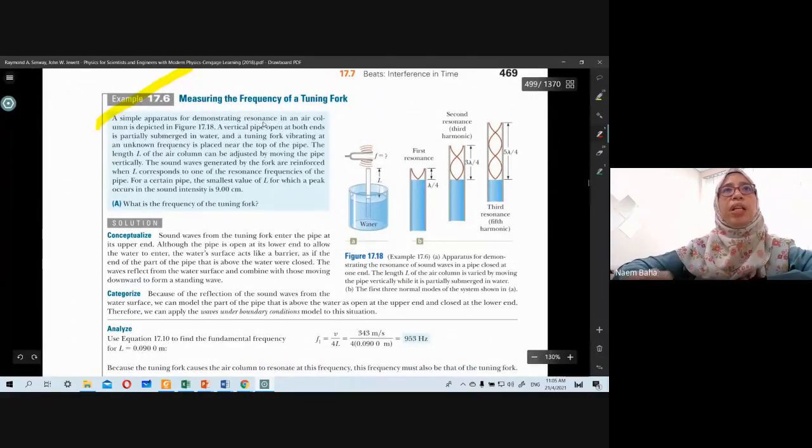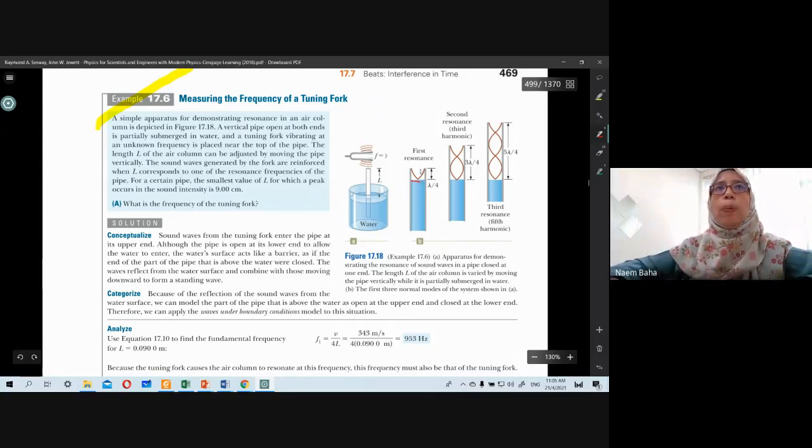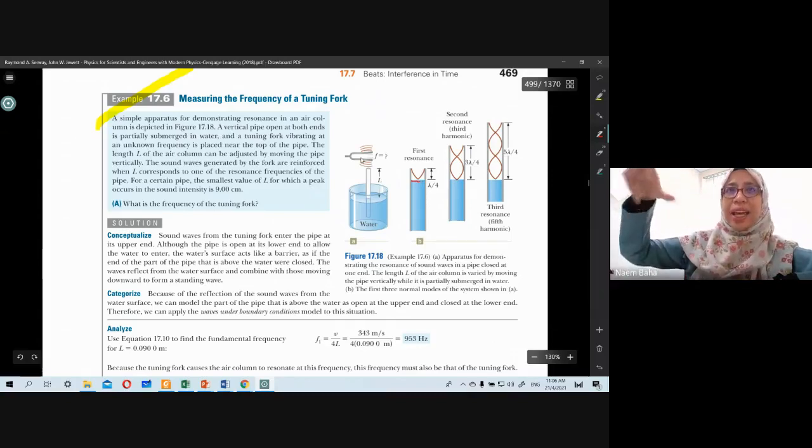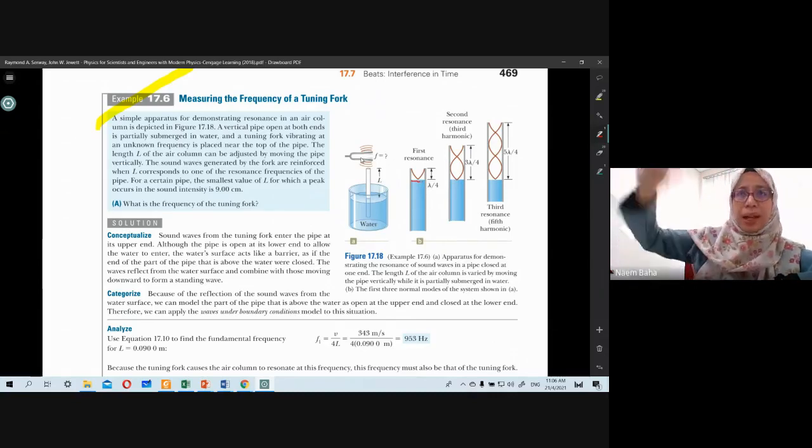Simple apparatus for demonstrating resonance in air column is depicted in the figure. So at this end is closed. So this is open. So one open, one closed. Now a tuning fork is used to vibrate the air inside. And then the length of air column can be adjusted by moving the pipe up and down.